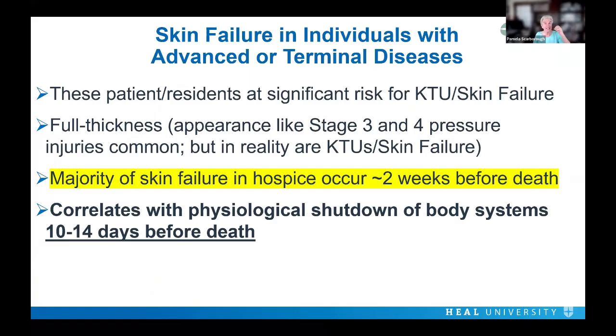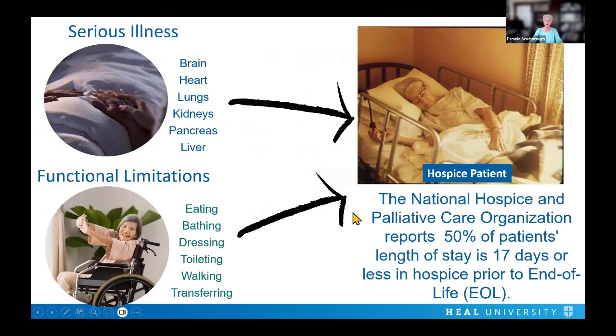And the majority of skin failure on people in hospice occurs about 2 weeks before death, which correlates to that coordinated physiological shutdown of all the body systems in that 10 to 14 days before death. And that's what we're talking about here. The National Hospice and Palliative Care Organization reports that 50% of the patients' length of stay for hospice is 7 days or less prior to the end of life.